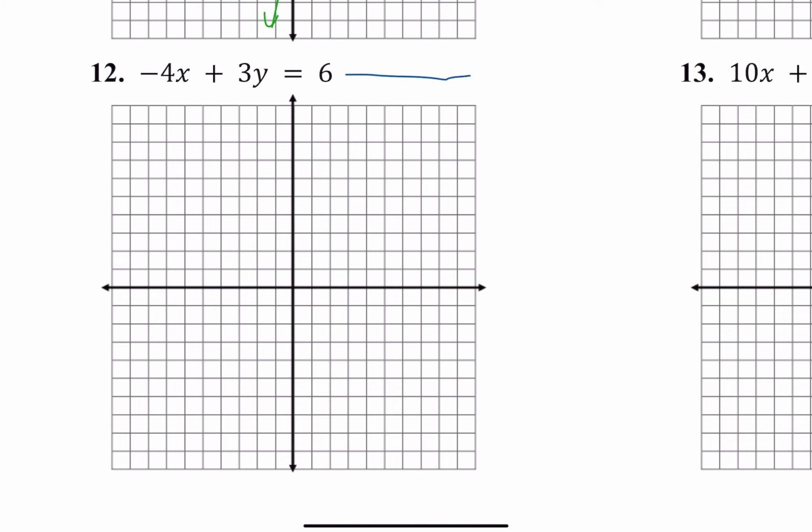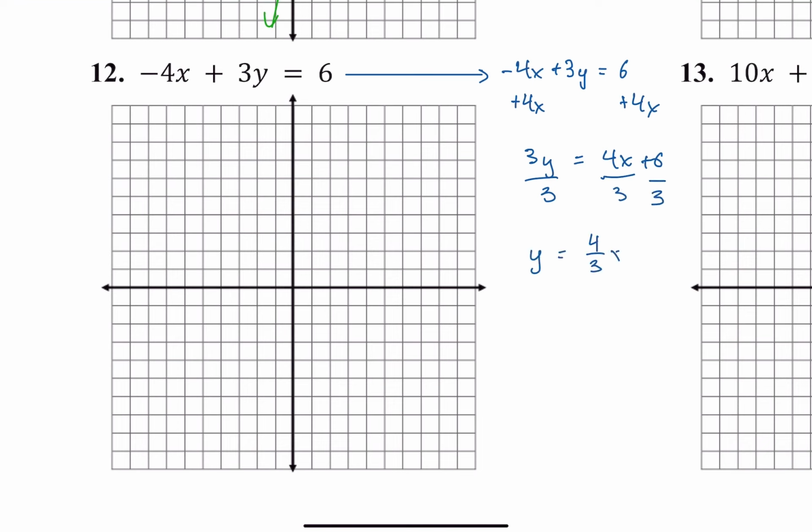Okay, so again, we're going to need to solve for y first. So we have minus 4x plus 3y equal to 6. I will go ahead and add 4x to both sides, and what I'll have is 3y is equal to 4x plus 6. Divide everything by 3. We end up with y is equal to 4/3, which is our slope, times x plus 2. So our slope and our b, the y-intercept, are right there. So we go to the y-intercept. We rise 4, run 3, which puts us right here in the first quadrant, and connect those, and we're done with number 12. Any questions on number 12?